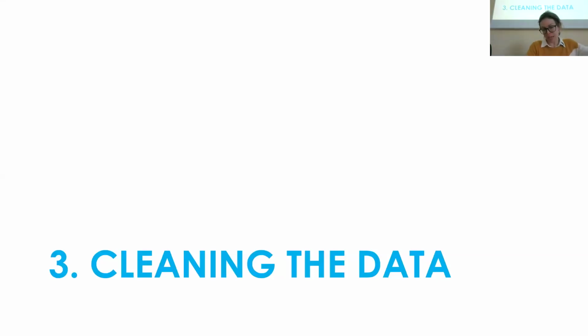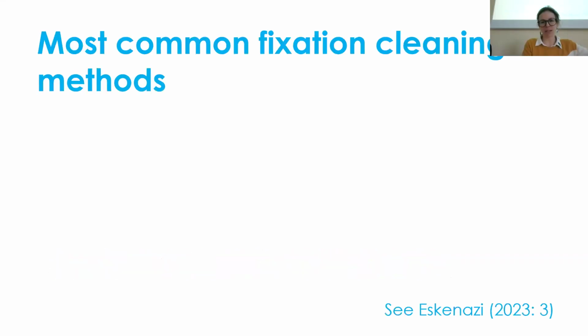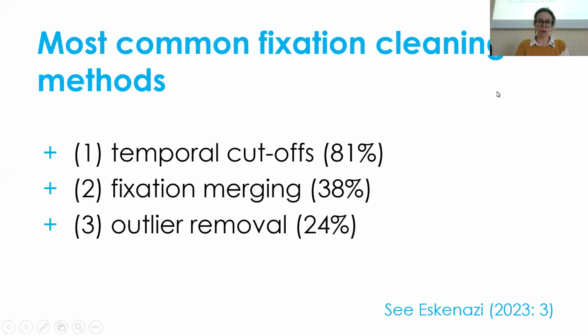Now, as far as cleaning the data is concerned, this is an operation that is a little bit different. Even if your data quality is perfect, which is highly unlikely to be the case, you always are going to have to at least assess some participants, but let's assume that your data is perfect. Even so, you will have to clean the data. What does that mean? Basically, this refers to cleaning fixations. And there are 3 main methods to do so: temporal cutoffs, merging, and outlier removal.